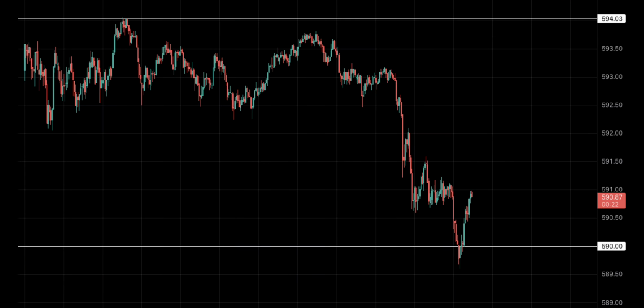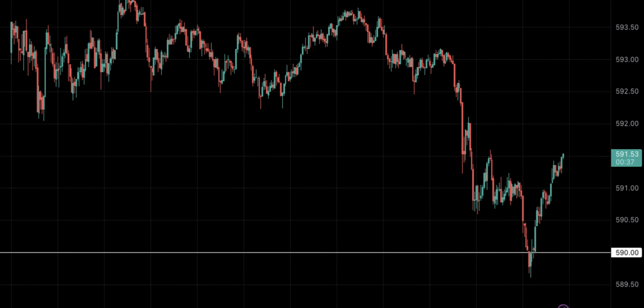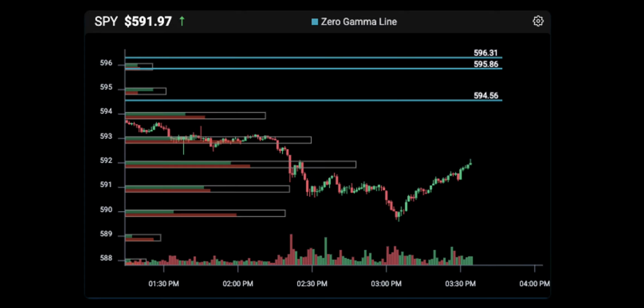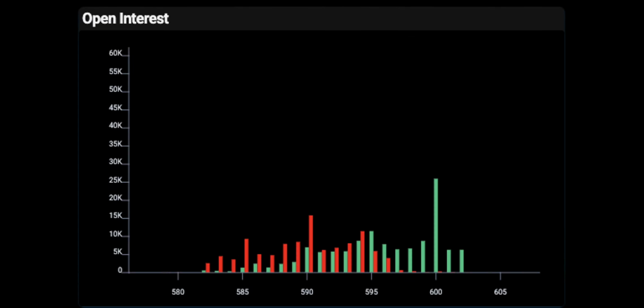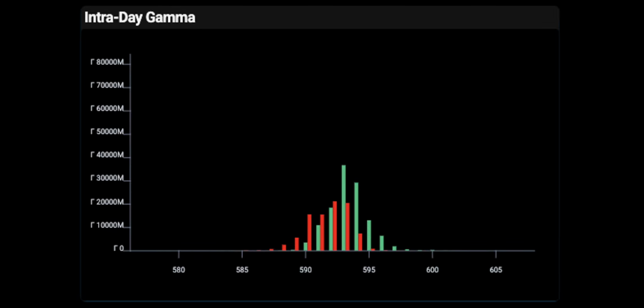Here's how SPY traded the entire day. You can see the pin to downward pressure bring it all the way down to 590, and now it's time for the rebound. This is the Levels tool on MajorWager. You don't just see what's popular, you see what's critical.